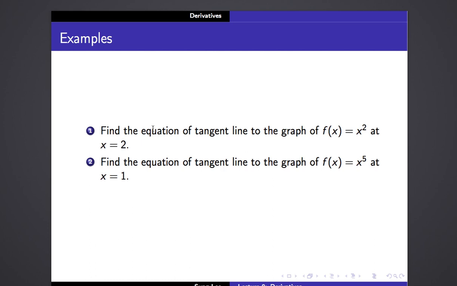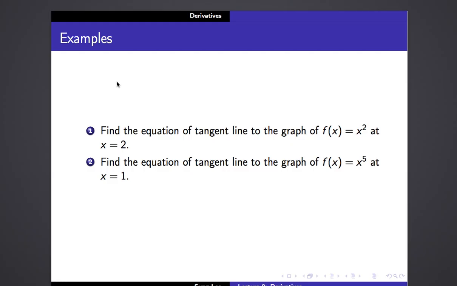Okay, so here are the examples. First example, find the equation of a tangent line to the graph of f of x equals x squared at x equals 2. Equation of a line, no problem, right? From algebra, you learn that to find the equation of a line, you need two ingredients. One is the slope of the line, and the other one is one point on the line. Once you know both, you can determine the equation of the line.